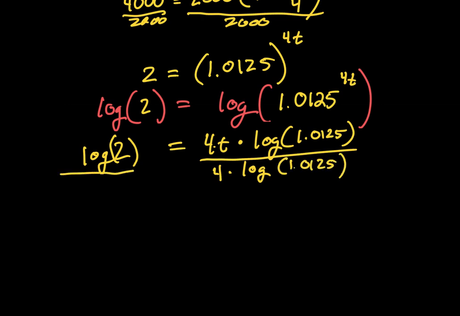On this side, I'm going to do whatever I did to the other side, divide by 4 and the log of 1.0125. When I do that, 4 divided by 4 is 1. Log of this divided by log of that is 1. I am left with t. And then it's a matter of, can I type this into my calculator correctly?